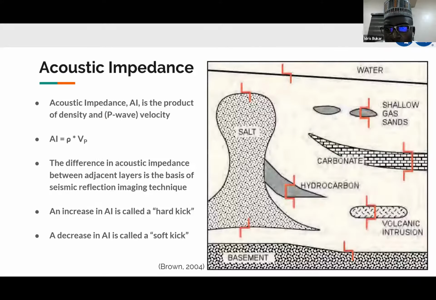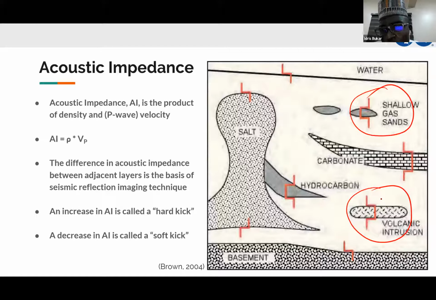Because in that example where I showed a shallow gas sand as a soft kick followed by a hard kick, and a volcanic intrusion as a hard kick followed by a soft kick, if you don't know the polarity of your data, you could be interpreting one as the other, right? You could see a shallow gas sand and mistake it for a volcanic intrusion because it is the exact opposite, it would appear.